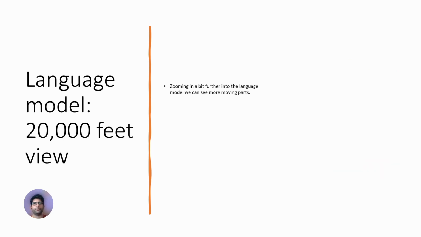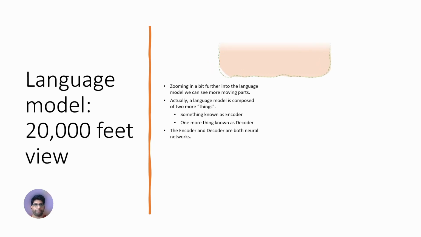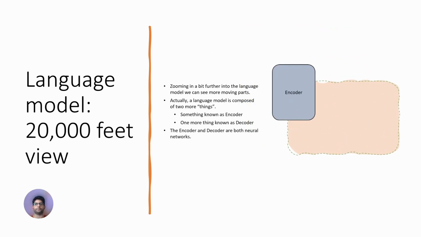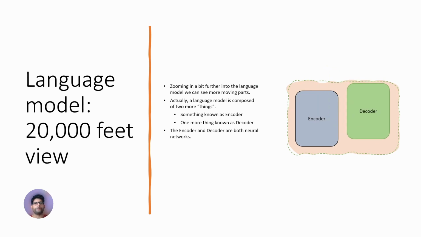Now that we know what a language model is from a very high level, let us jump down a bit lower and zoom in a bit more into the exact structure of this kind of model. For the sake of simplicity, we can consider a language model to be made up of two things. One is the encoder, which is highlighted in the blue box, and a decoder, which is represented by the green box over here. These two things together impart certain functionality to our language model.